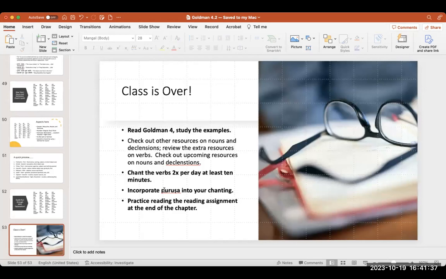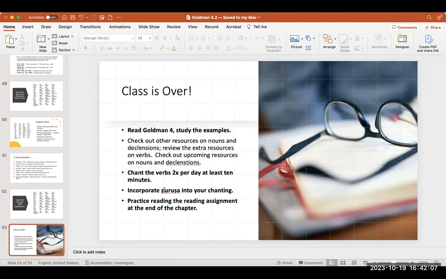Class is over. I want you to read Goldman chapter 4. Keep reading it, study the examples, and check out resources on noun declensions, because that's what we're going to start with. We finished the present indicative. We'll probably look at some of the examples in more detail and then go right to the nouns on Tuesday. I have some extra resources on verbs, and I'll get up some extra resources on nouns soon, once I dig them out of the scans. You'll be free to read.